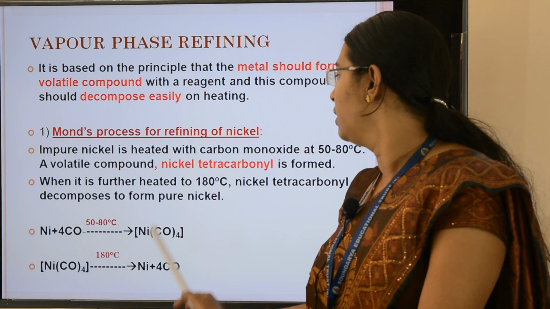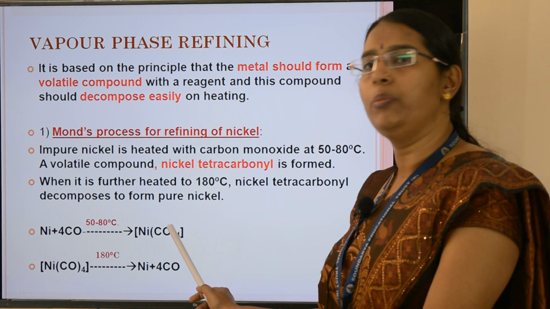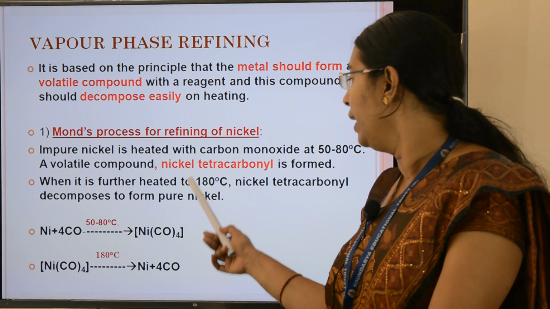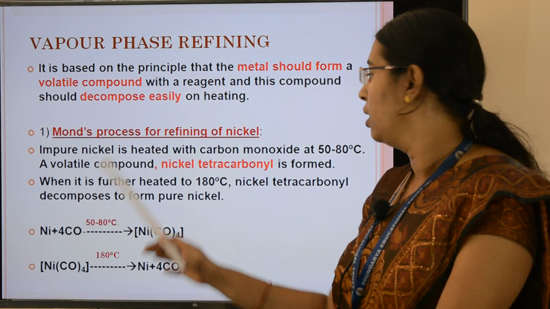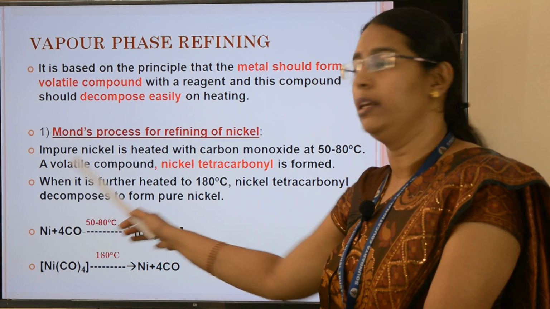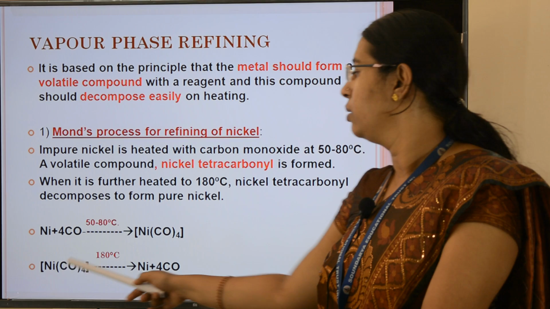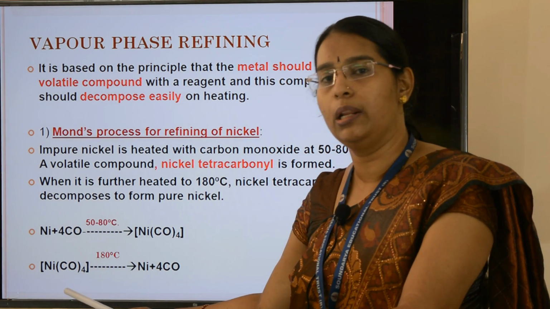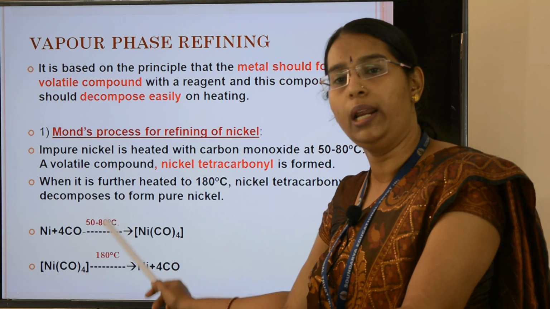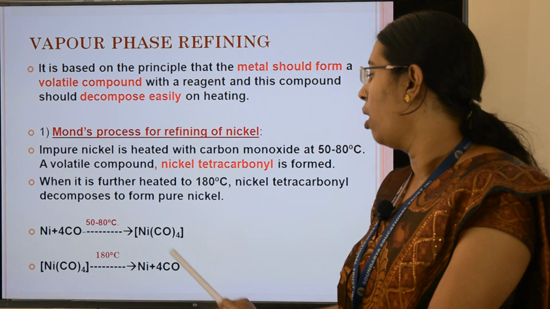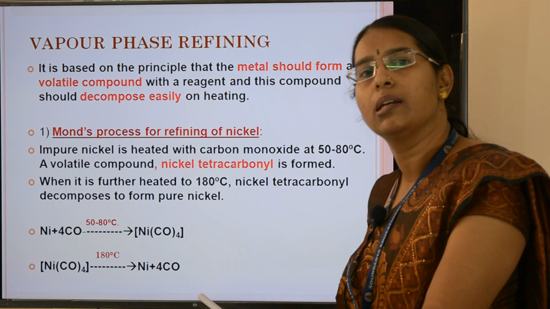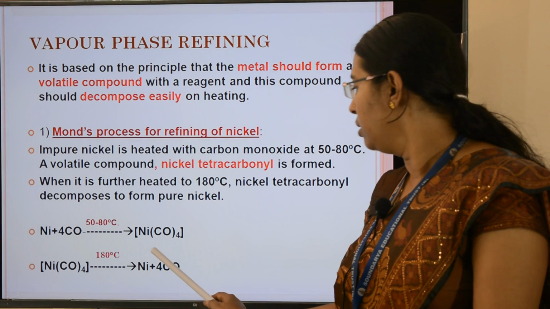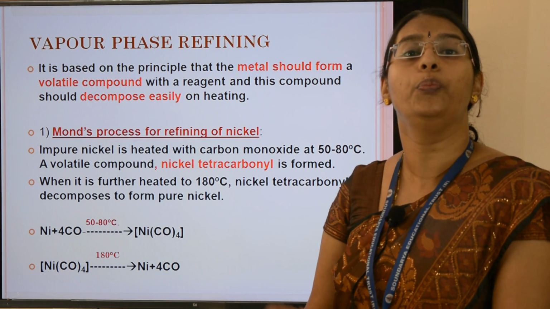Then this compound, upon heating to 180 degree centigrade temperature, decomposes easily to form pure nickel. So you can see in this second reaction, nickel tetracarbonyl is further heated to 180 degree centigrade to form nickel as well as carbon monoxide. So this nickel obtained is the pure nickel.